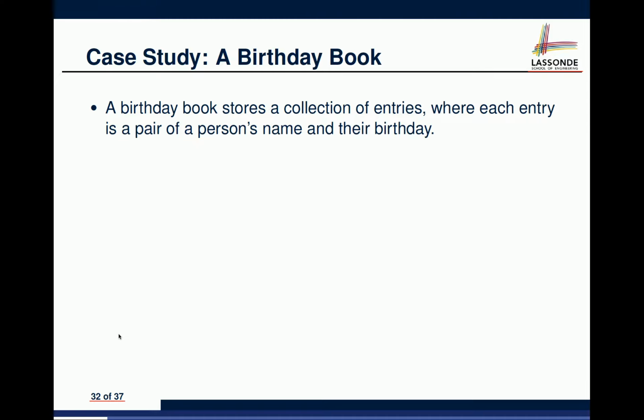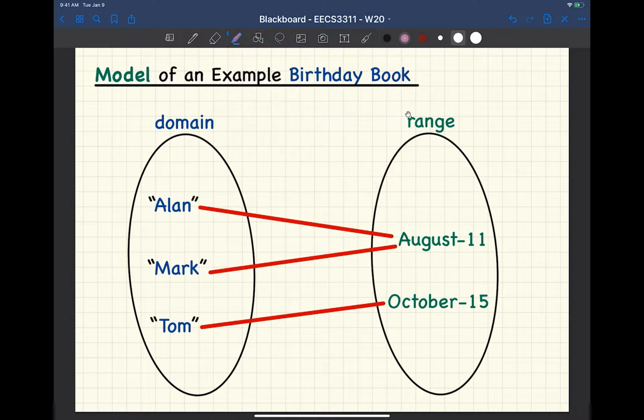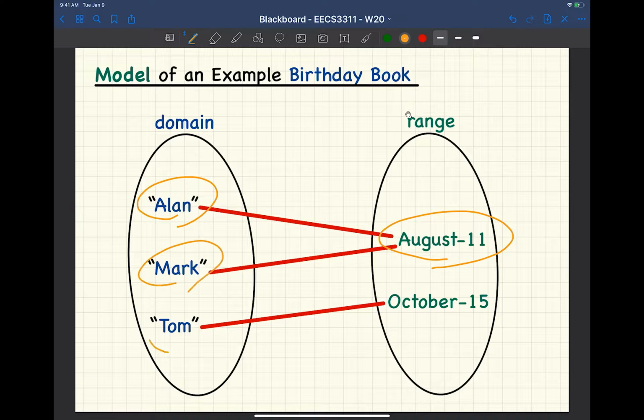For those of you who took 2030 with me, in that case, you might know what a birthday book is. If not, that's okay. What's a birthday book? It simply stores a collection of entries. Each entry is simply a person's name mapped to their birthday. For example, that's a birthday book. You can see it's more like a mapping. You've got Alan here. Alan has his birthday here, and Mark and Tom also have their corresponding birthdays. That's a birthday book.